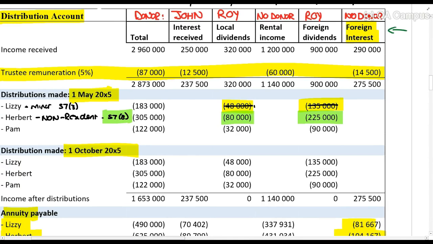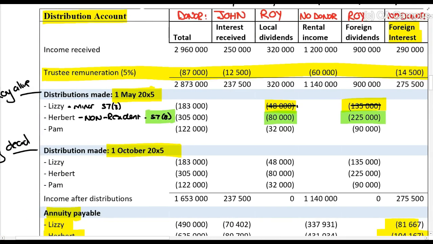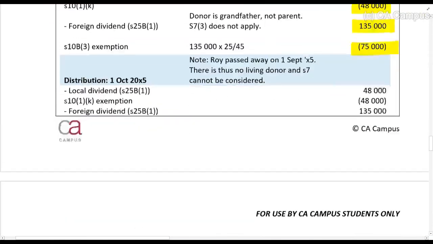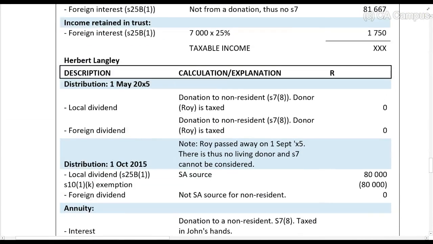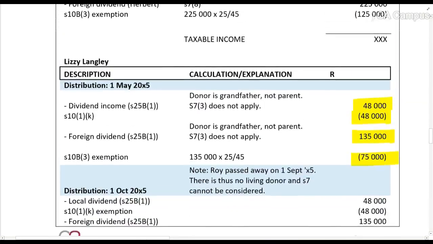The donor. Who is the donor? Roy. So that 80 and 225, make sure that you see now what happens here. I was going to take you down to Herbert first. To Herbert, the local dividend and the foreign dividend: section 7(8) applies, so he is not taxed on it. Can you see? Then we go to Roy.